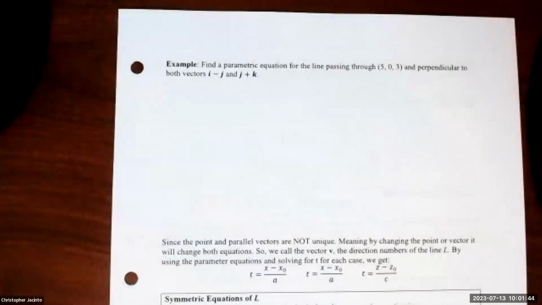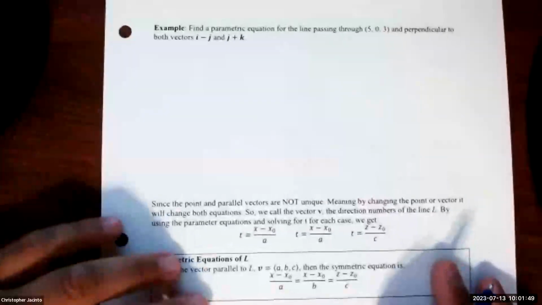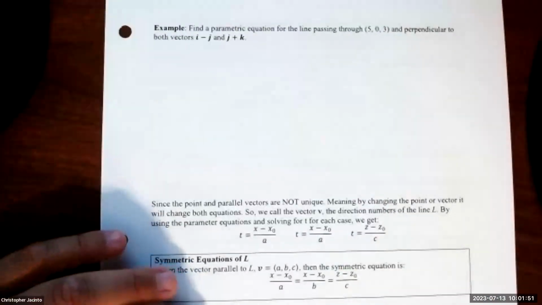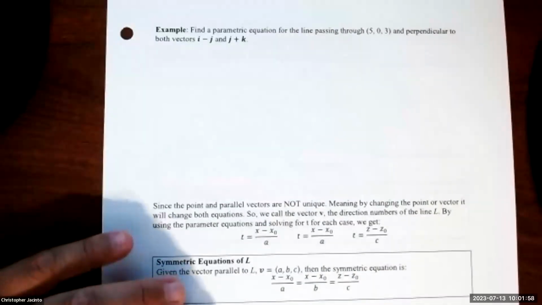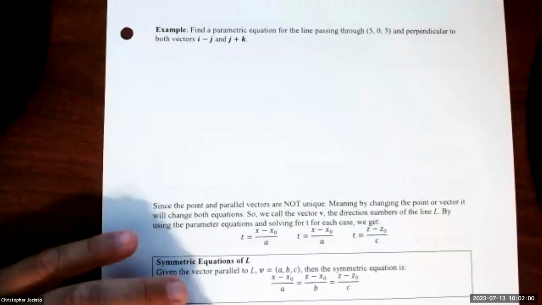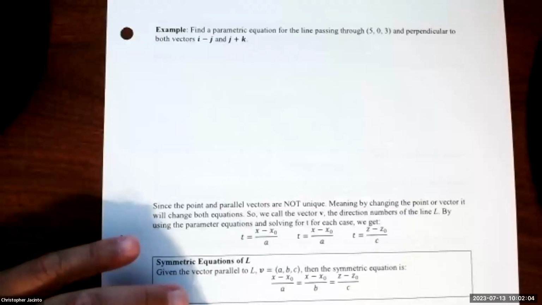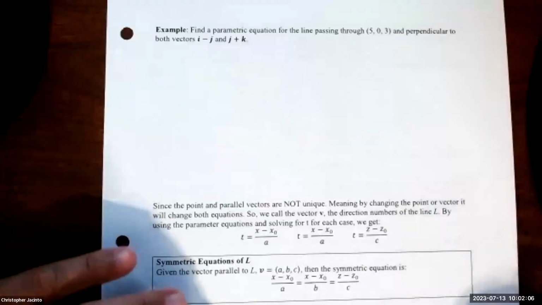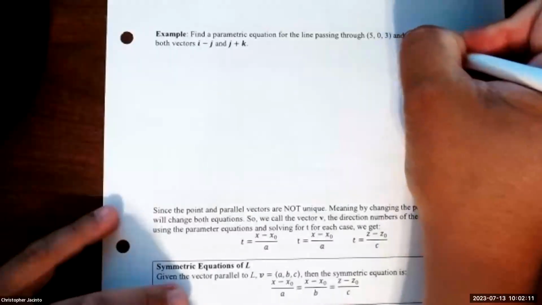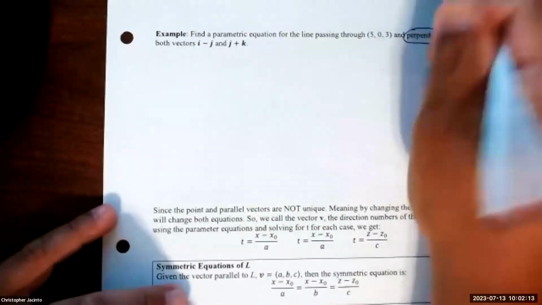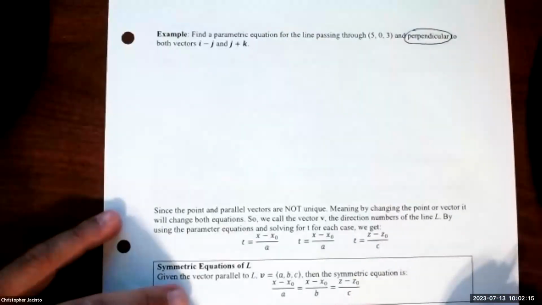All right. Let's do one more before we go on any further. Find a parametric equation for the line passing through (5, 0, 3) and perpendicular to both vectors i minus j and j plus k. So this is where it gets a little bit more confusing. What am I actually doing? Because according to our definition, it's supposed to be parallel, but we want something perpendicular to it.